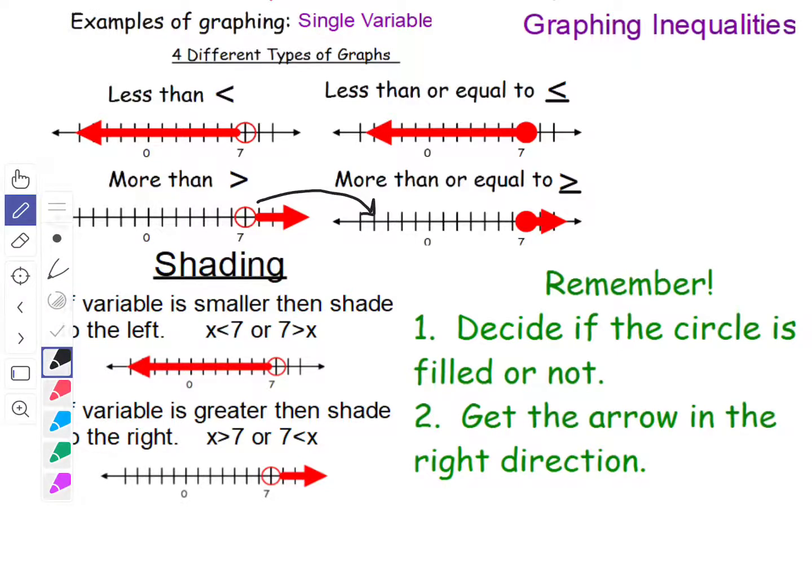So for example, if we had x is less than or equal to 8, I would go on my number line to 8. Then I draw a circle here. Is it filled in or hollow? That equal to means it's filled in, so I fill it in. Then is x bigger or smaller? Smaller to the left, bigger to the right. Smaller, so I shade to the left, okay?